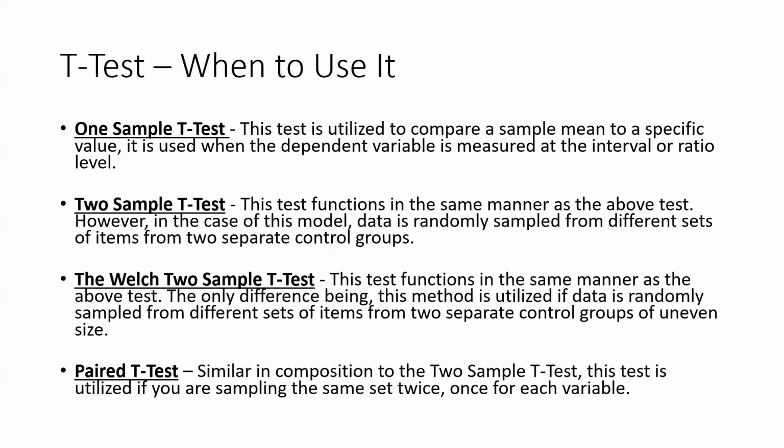The two-sample t-test functions in the same manner as the above test. However, in the case of this model, data is randomly sampled from different sets of items from two separate control groups. The Welch two-sample t-test functions in the same manner as the above test, the only difference being this method is utilized if data is randomly sampled from different sets of items from two separate control groups of uneven size. The paired t-test is similar in composition to the two-sample t-test, and this test is utilized if you are sampling the same set twice, once for each variable.